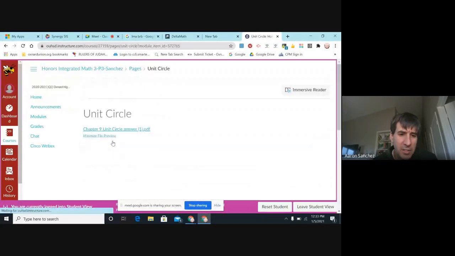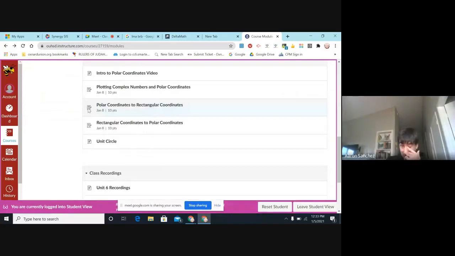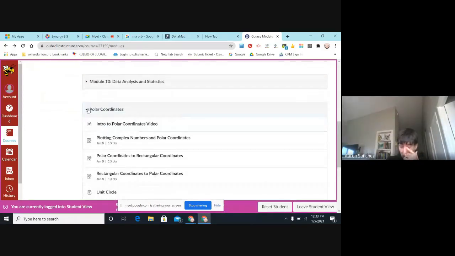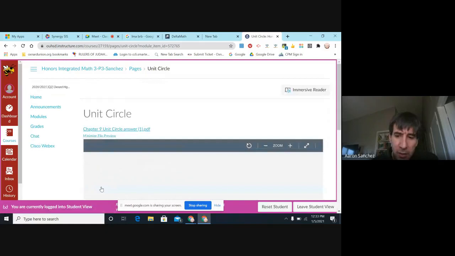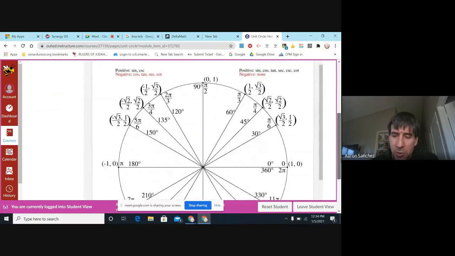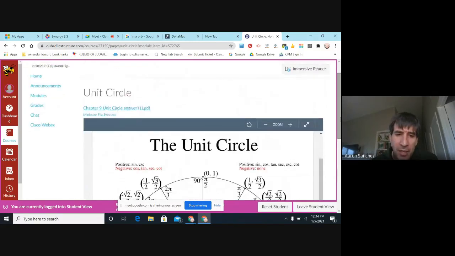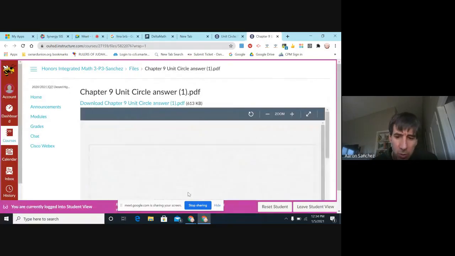Am I going too fast? I feel like I just did that too fast. Let me go back. Okay, so I'm in the modules, and in polar coordinates, at the very bottom, there's the unit circle. Click on the unit circle. And I have the whole unit circle all filled out. Even though you guys have your own unit circle with your notes, here's the unit circle all filled out. This is going to help us go from polar coordinates to rectangular coordinates.